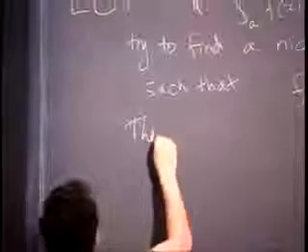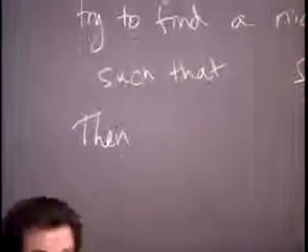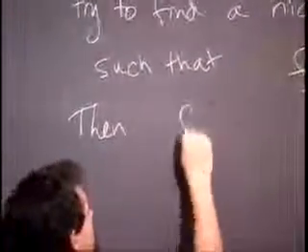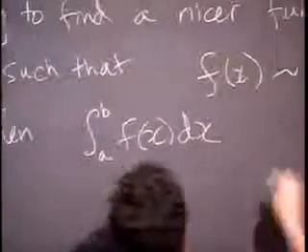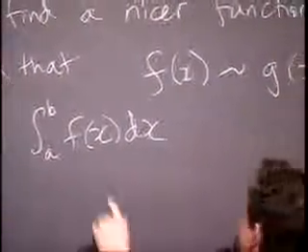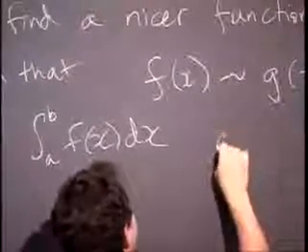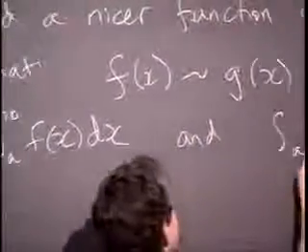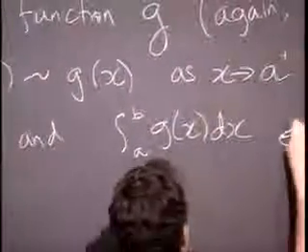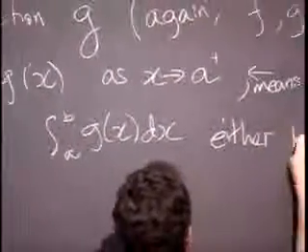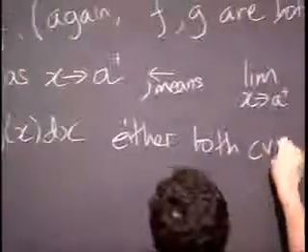If you can do this, then you don't even need two versions like you do with the comparison test. There's only one version. And you don't need to know what's going on in terms of convergence or divergence. You can say that this and the new one, which is hopefully easier, either both converge or both diverge.